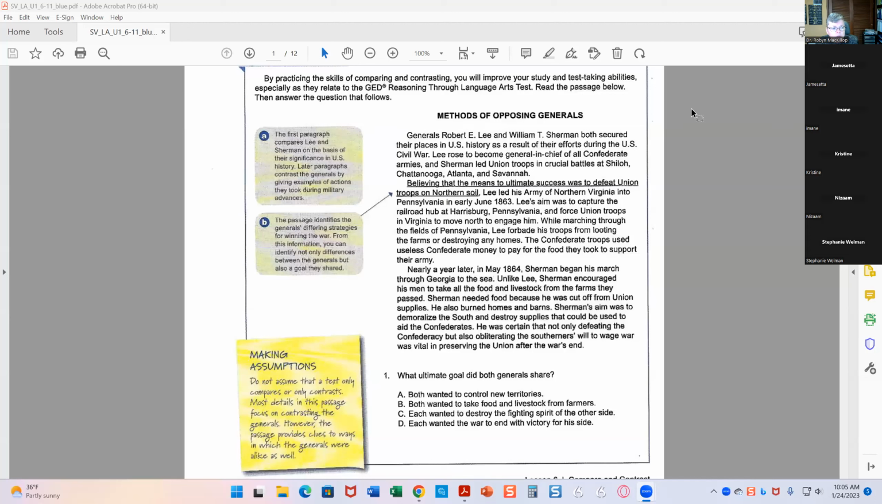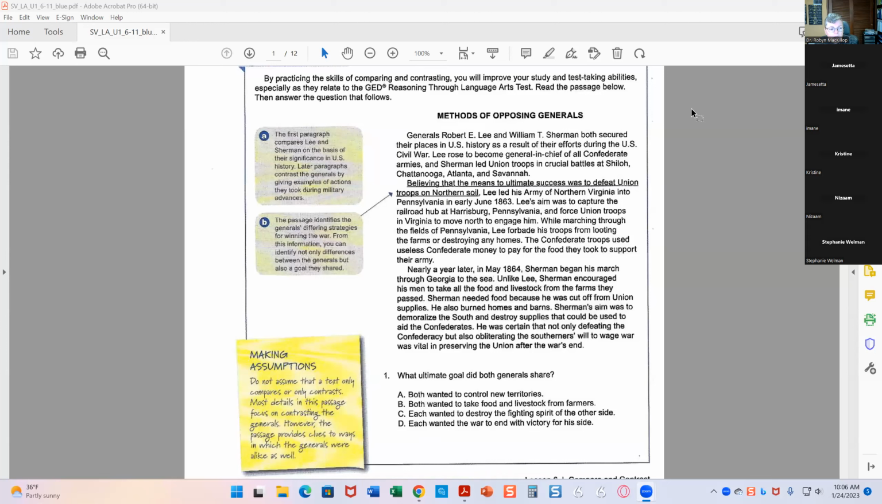Lee's aim was to capture the railroad hub at Harrisburg, Pennsylvania, and force Union troops in Virginia to move north to engage him. While marching through the fields of Pennsylvania, Lee forbade his troops from looting the farms or destroying any homes. The Confederate troops used useless Confederate money to pay for the food they took to support their army.